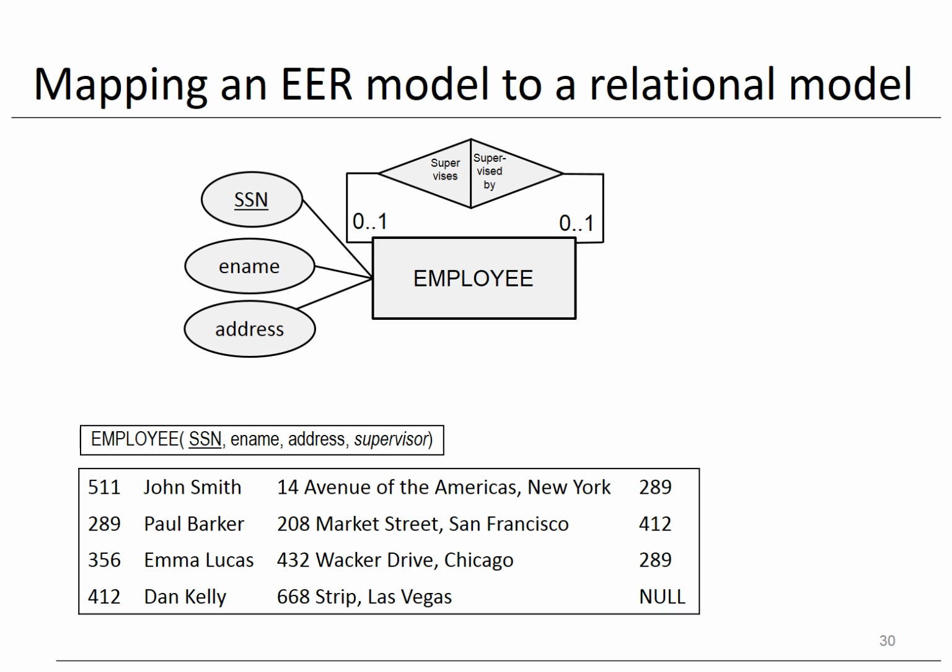Some employees do not supervise other employees, like Emma Lucas. However, some employees supervise more than one other employee, like Paul Barker, who supervises both John Smith and Emma Lucas. To summarize, out of the 4 cardinalities, 3 are supported by our model.